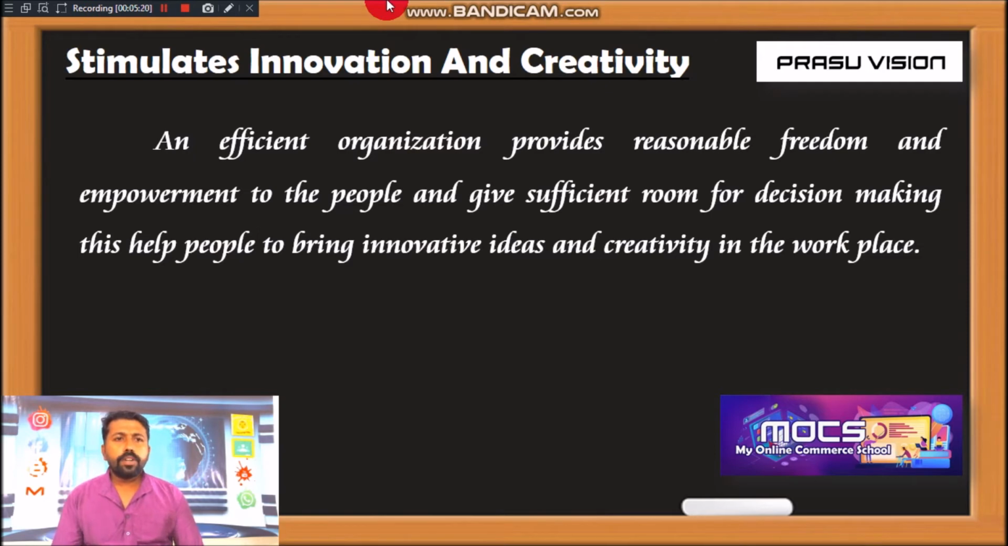So, these are the points that indicate the importance of organizing in an organization. As explained in detail, with organization we can move ahead for the better and efficient achievement of organizational objectives. Hope all the ideas are very clear for you.